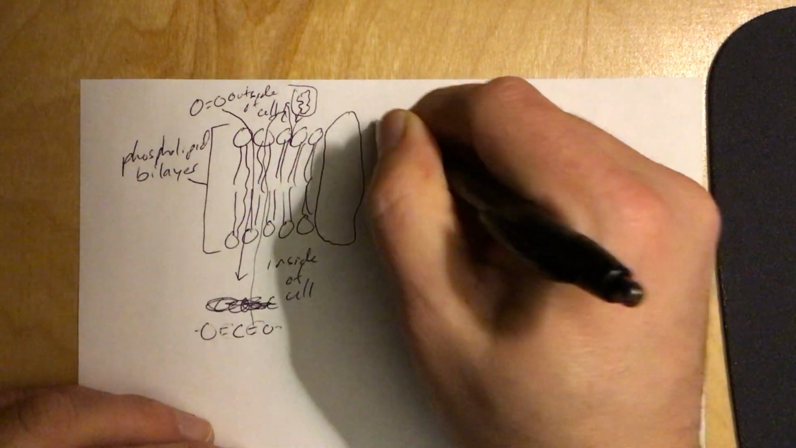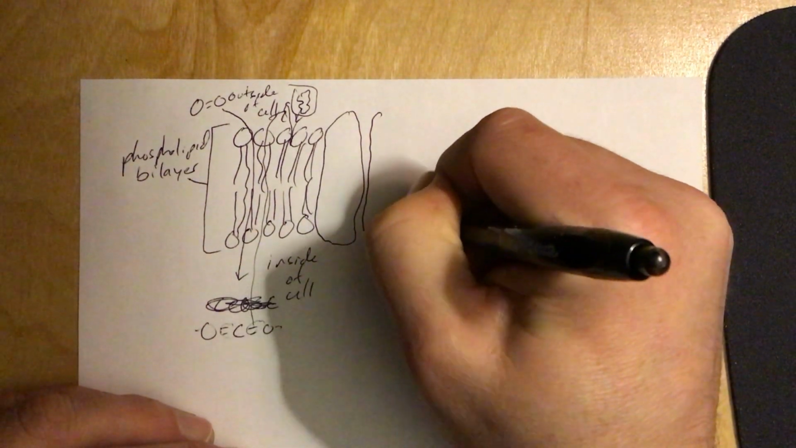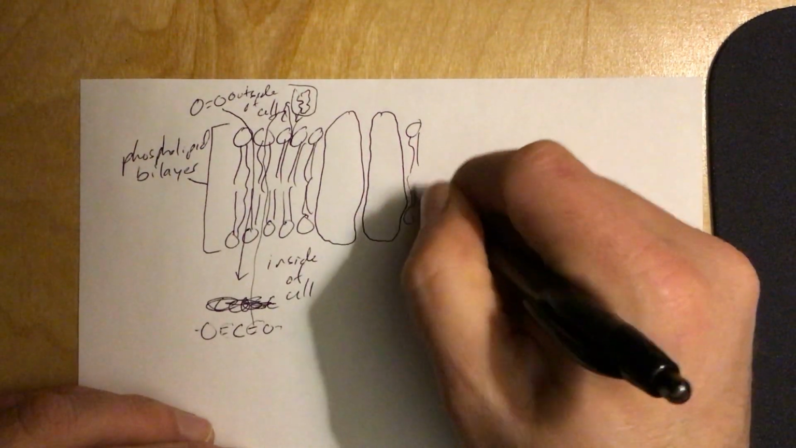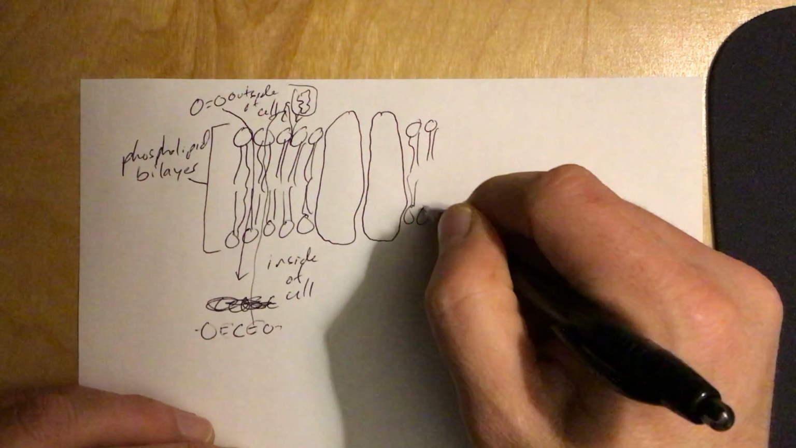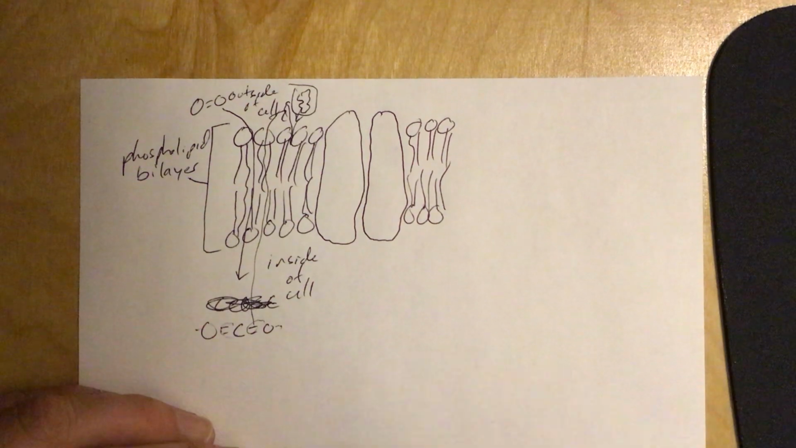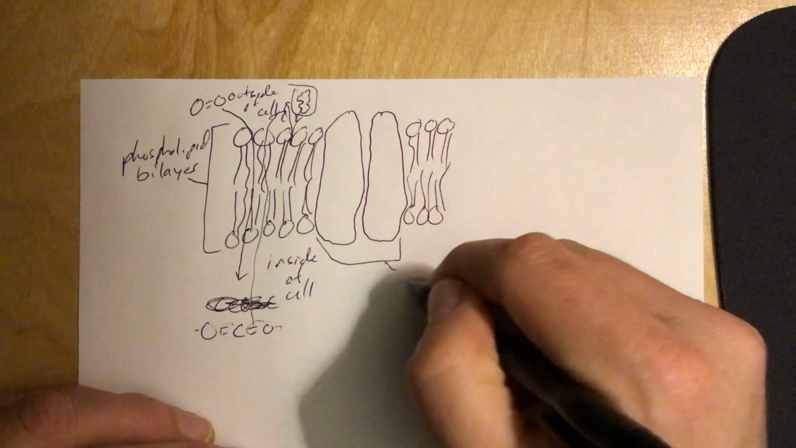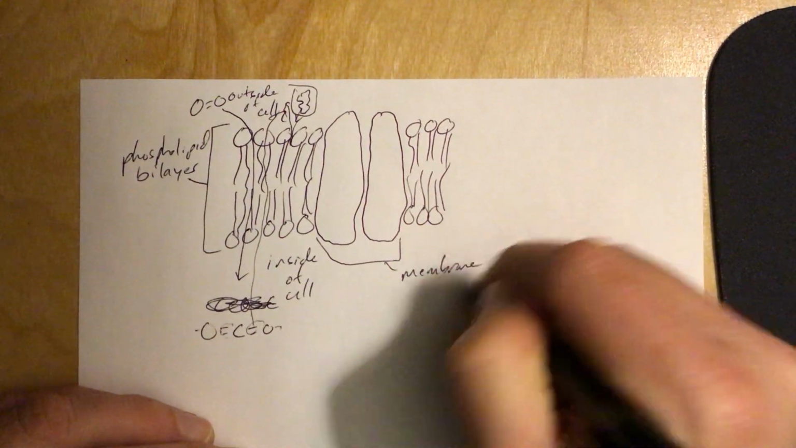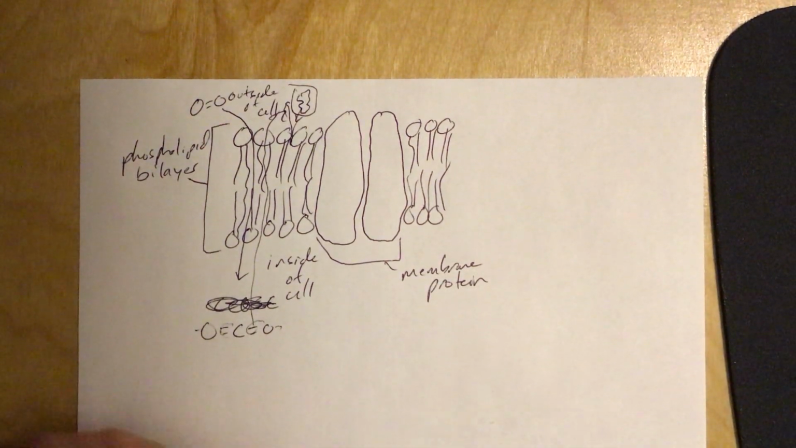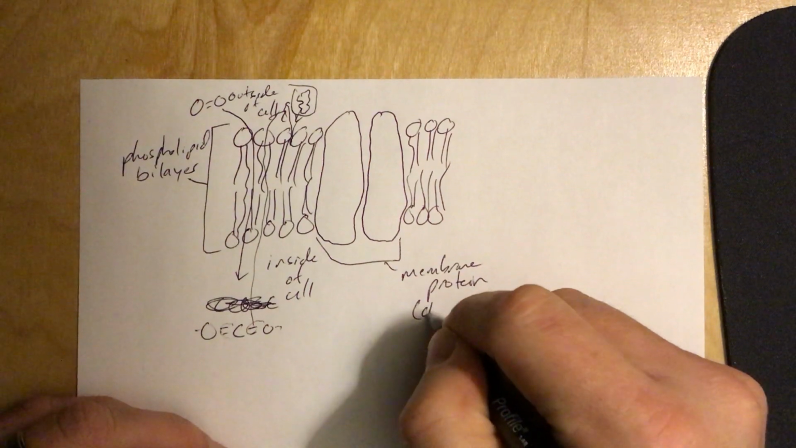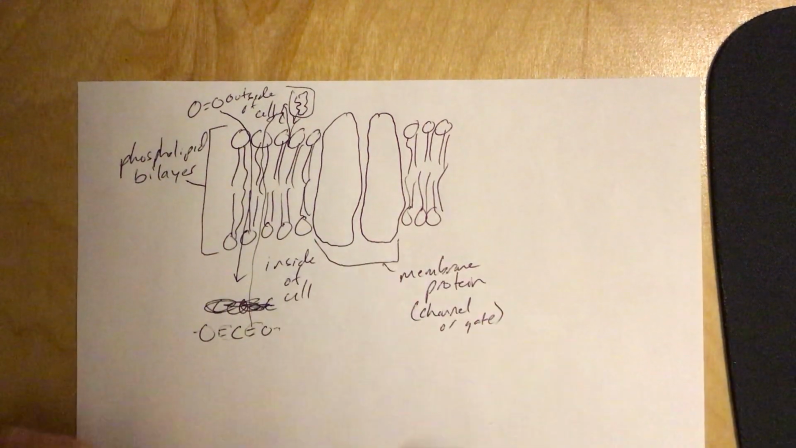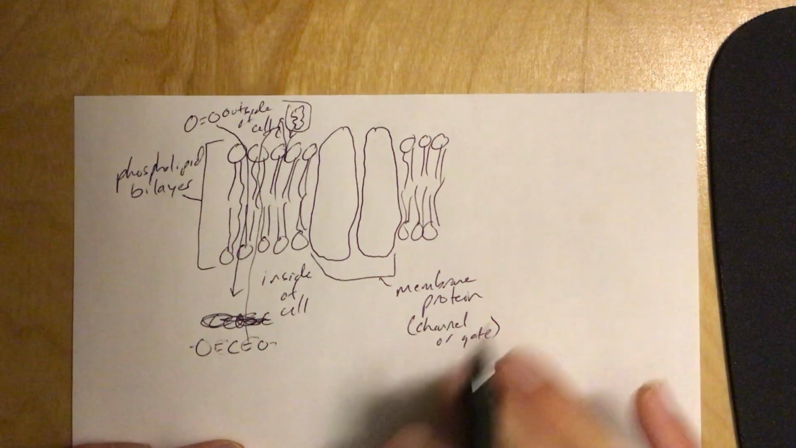So there are some specialized gates in here as well. So draw like these two weird bean looking things stuck in there. Okay, this right here is a membrane protein. Now they take a number of different forms, but channel or gate, these are specific to what they will allow into the cell.